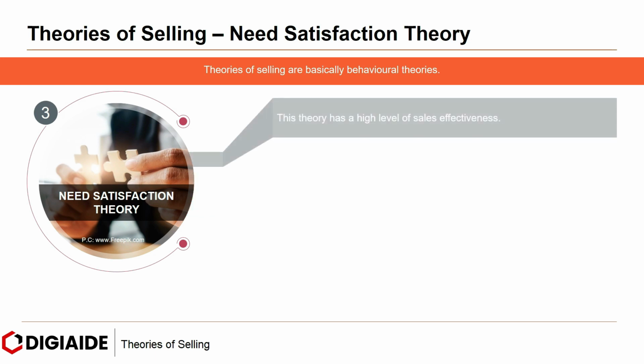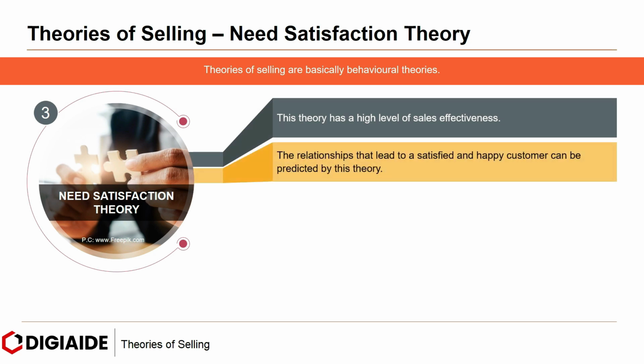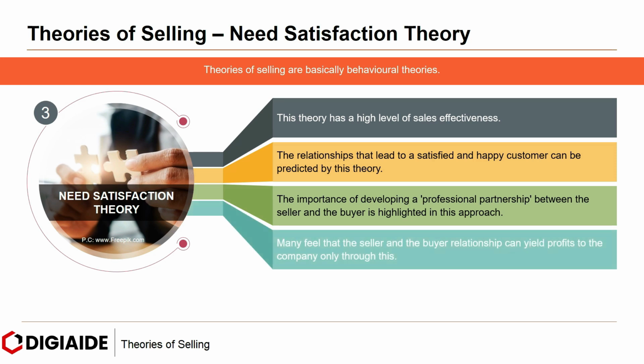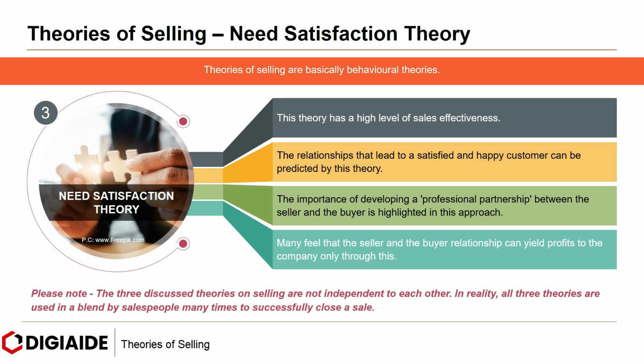Moving forward, this theory has a high level of sales effectiveness. The relationships that lead to a satisfied and happy customer can be predicted by this theory. The importance of developing a professional partnership between the seller and buyer is highlighted in this approach. Many feel that the seller and buyer relationship can yield profits to the company only through this. Please note, the three discussed theories on selling are not interdependent to each other. In reality, all three theories are used in a blend by salespeople many a time to successfully close a sale.